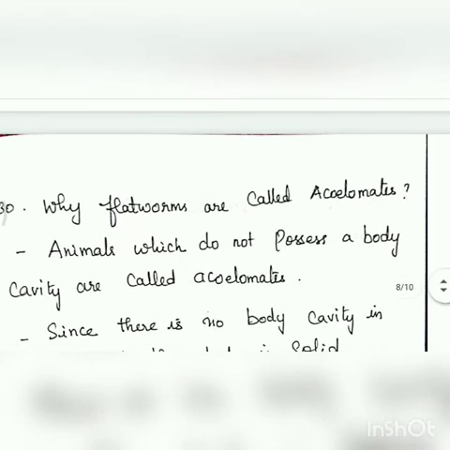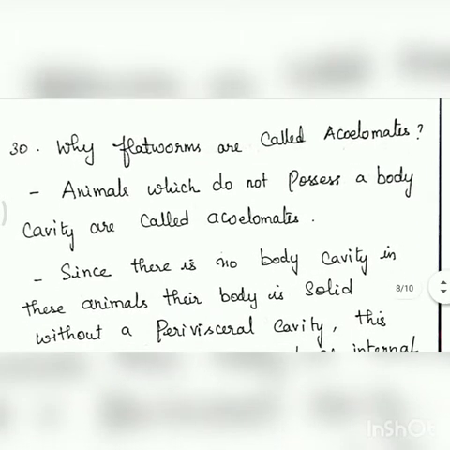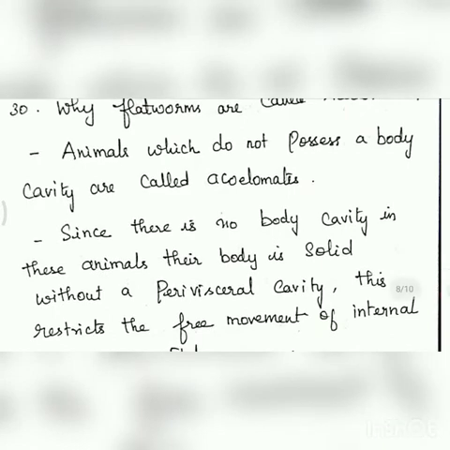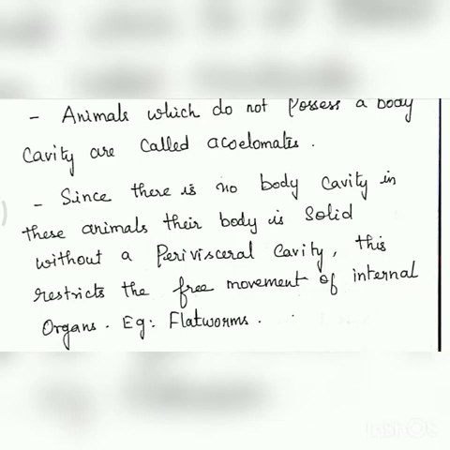Question number 30. Why are flatworms acoelomates? Animals which do not possess a body cavity are called acoelomates. They do not have a body cavity. Since there is no body cavity in this animal, the body is solid without a perivisceral cavity. So the body is very strong and solid. This restricts the free movement of internal organs. The internal organs cannot be free and cannot move. So they are called acoelomates.